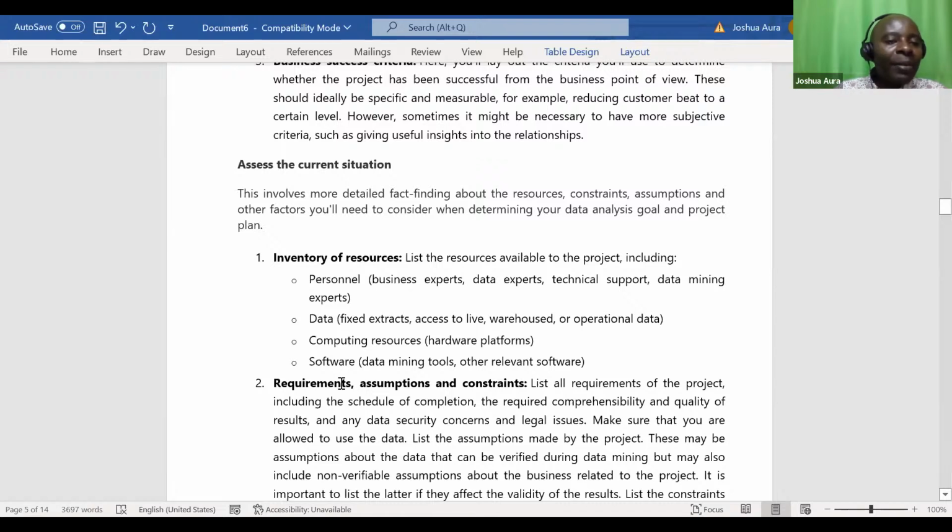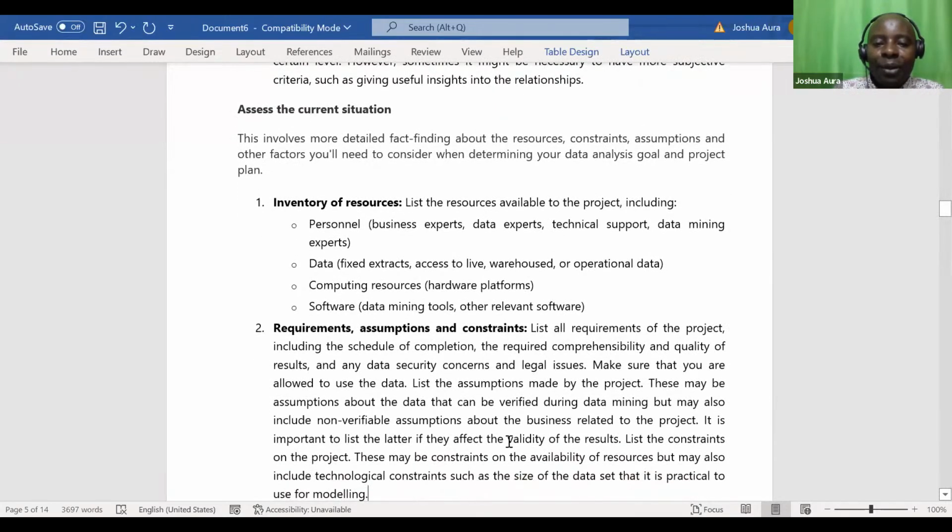right? Requirements, what is required of me? What assumptions are we going to make? What are the major constraints here? List all the requirements of the project, including the schedule of completion, the required comprehensibility and the quality of the results, and any data security concerns and legal issues. Make sure that you are allowed to use the data, because you may extract data that you can't use outside there. List the assumptions made by the project.